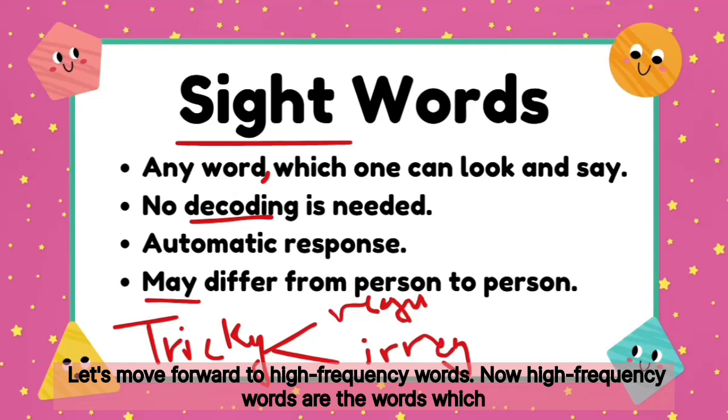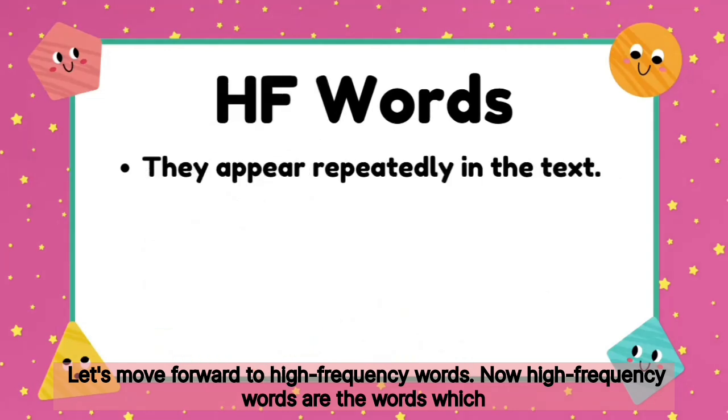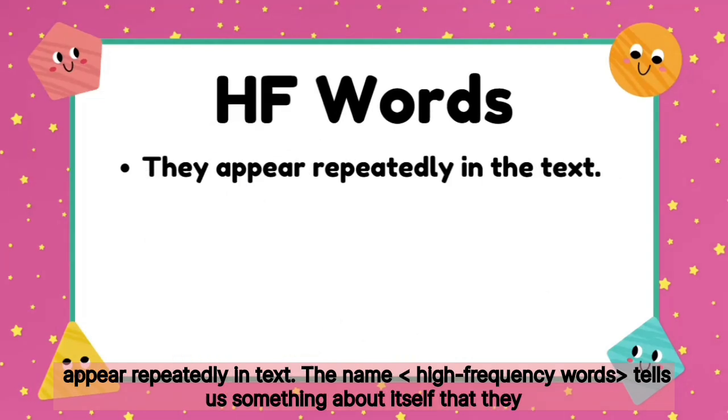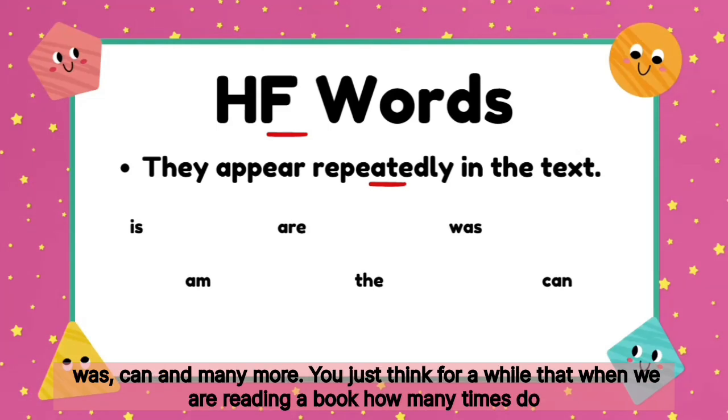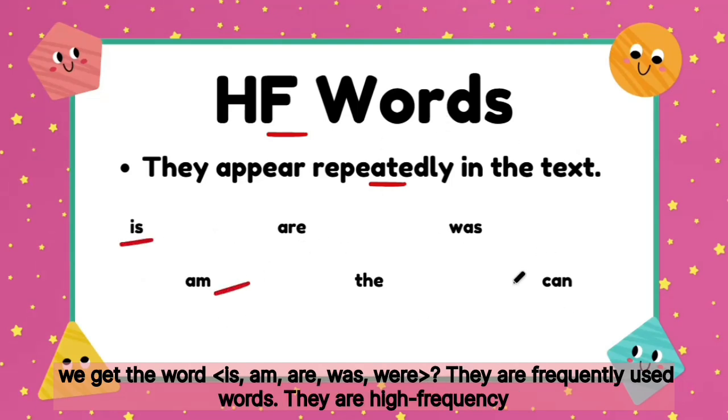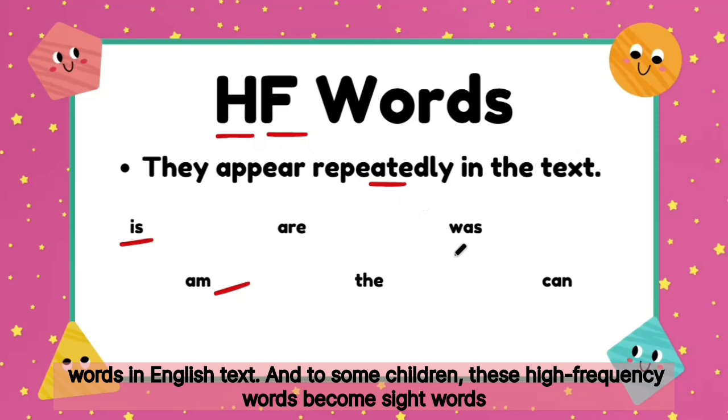Let's move forward to high frequency words. Now, high frequency words are the words which appear repeatedly in text. The name high frequency words is telling us something about itself, that they appear frequently in text. Now, what type of words can they be? They can be is, am, are, the, was, can, and many more. Just think for a while, when we are reading a book, how many times do we get the words is, am, are, was, were? They are frequently used words, right? They are high frequency words in English text.